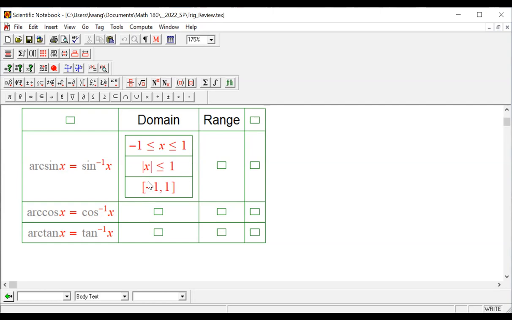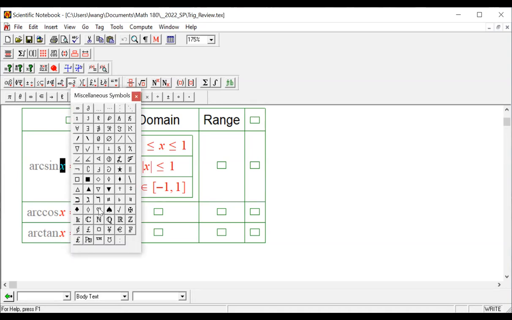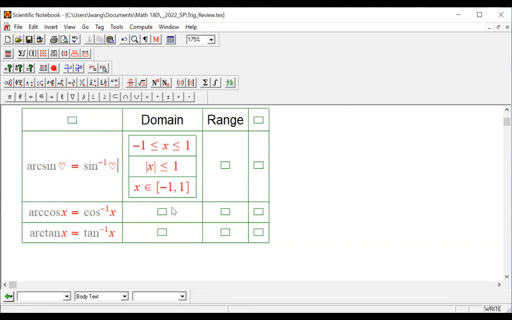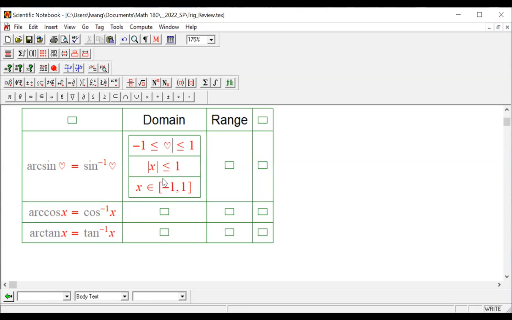As I said earlier, you have to let the reader understand which symbol is used for input. If you decide to use a heart, then you use a heart, and these symbols have to be consistent. This will become heart, this will become heart, and that will become heart. You need to make sure, because the symbol tells the role. The symbol is just a placeholder.